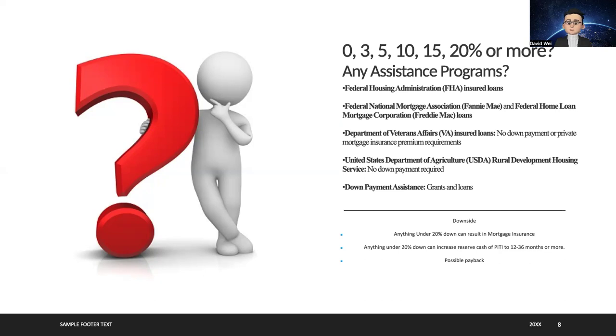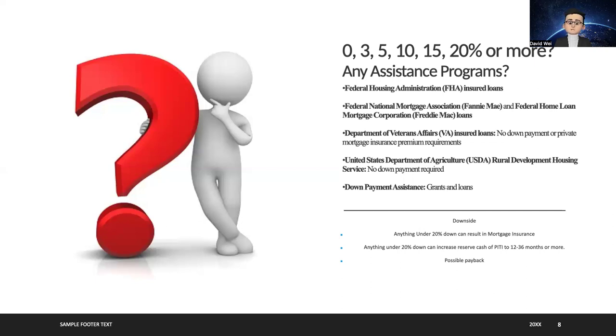Okay, so what's the downside if you put down less than 20%? Well, anything under 20%, a lot of the time you will have mortgage insurance. So what's mortgage insurance? Mortgage insurance basically is the insurer covering the lender, not you, the lender. Okay, so let's say you cannot afford your house anymore. Your payment is way too high for you. You're going to foreclose on your house. You have no choice. So the insurance will kick in.